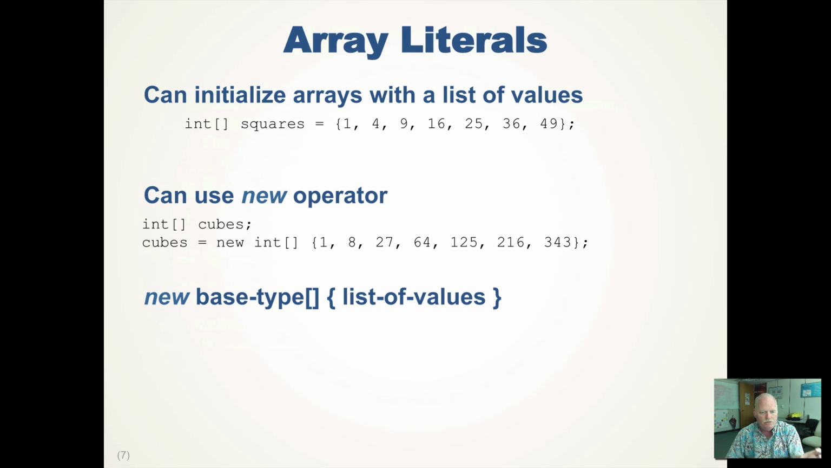We just say new base type, and then we supply a list of values where you might call new PairOfDice, provide that thing, comma, new PairOfDice, another thing. You can do it that way. So we can actually use this for any type and initialize the values in the array in one step.